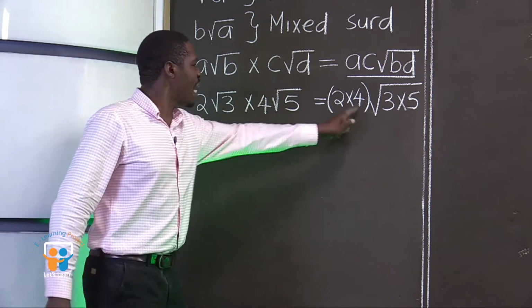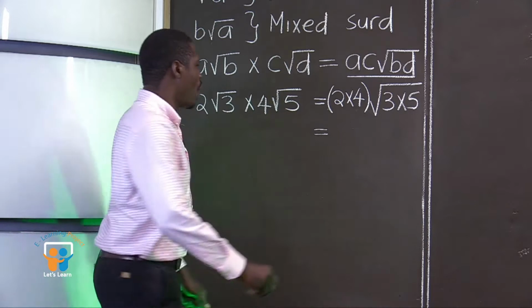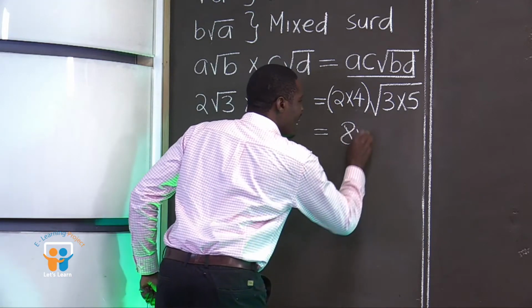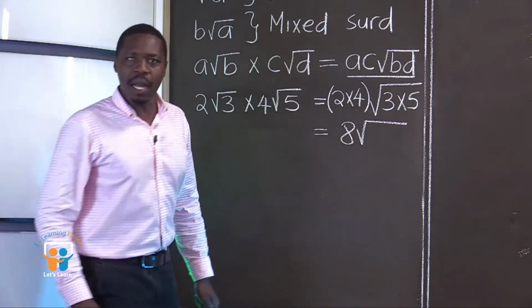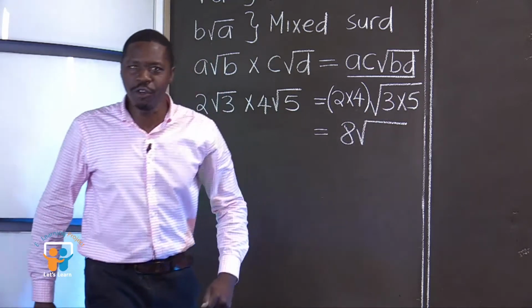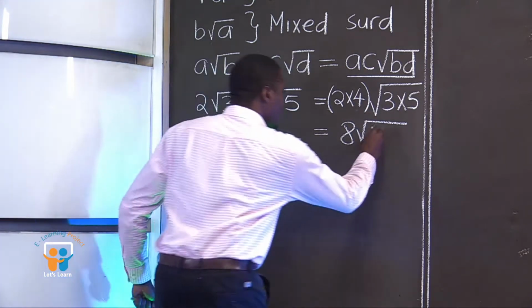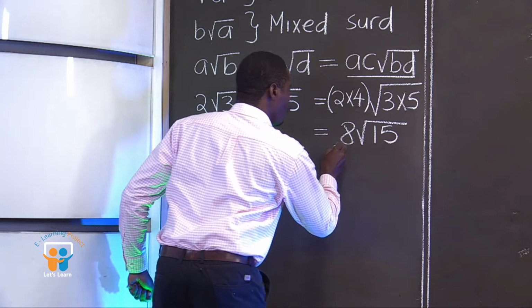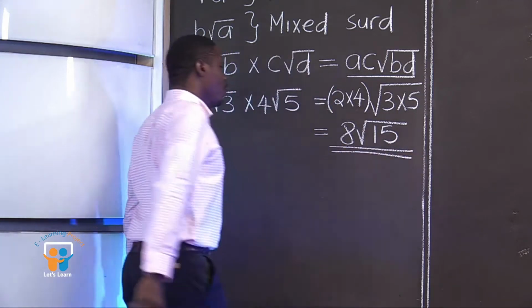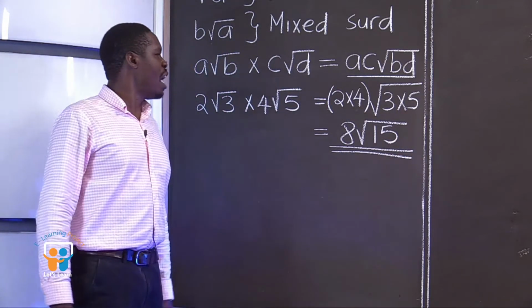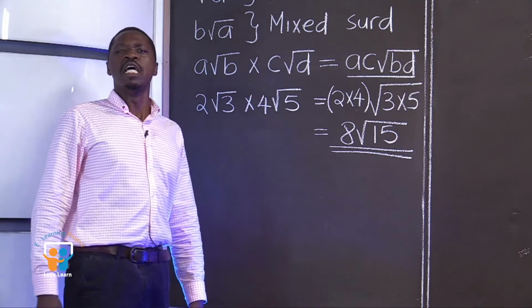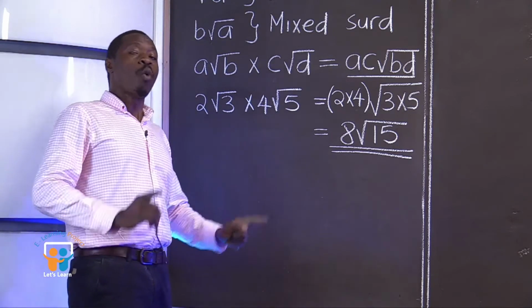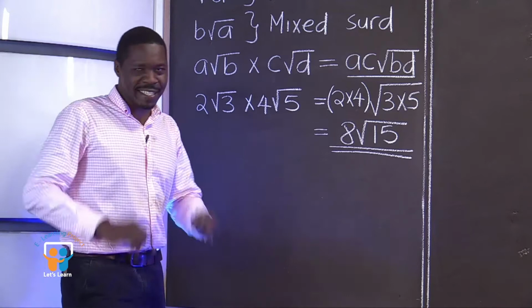Koboko, when you multiply 2 times 4, what did you get? 8. Wonderful. We have 8 root. Kabarole, when you multiplied 3 times 5, what did you get? Good, a 15. There are districts which perform well. Those are districts that give you correct answers. Now you are having 8 root 15. You have multiplied what we call a mixed surd.